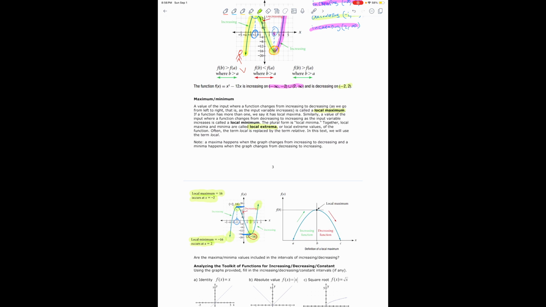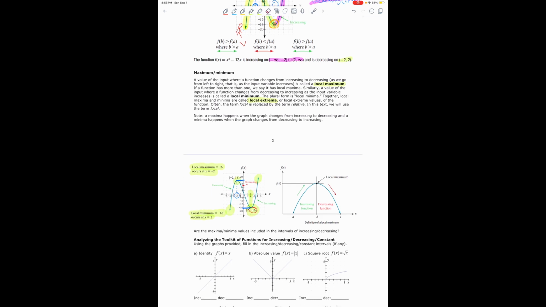Are the maximum and minimum values included in the intervals of increasing and decreasing? The answer is no. And the reason why is because the behavior at that point is not known. I don't know if you're standing here, if you're going to go down or up. So it is not included. The behavior is basically stable there. We don't have an increase or decrease in the behavior. And that's why the points of the maxima and minima are not going to be included in the intervals if they are increasing or decreasing.